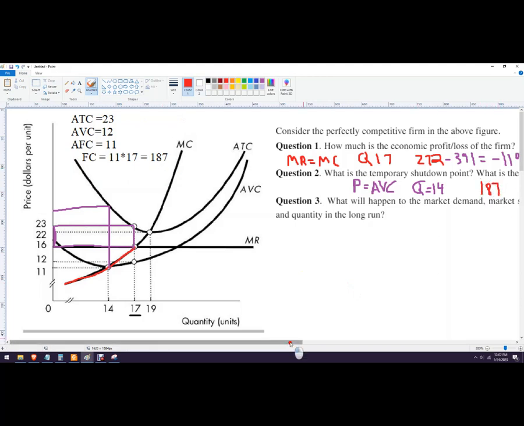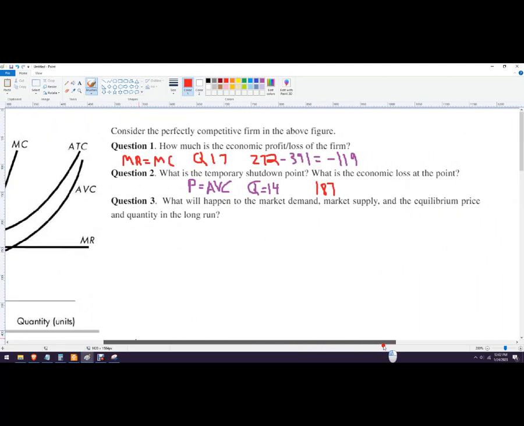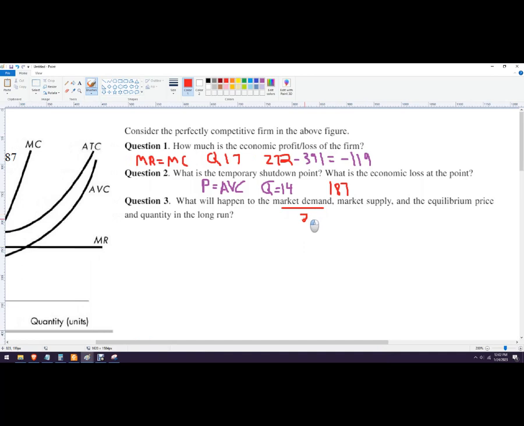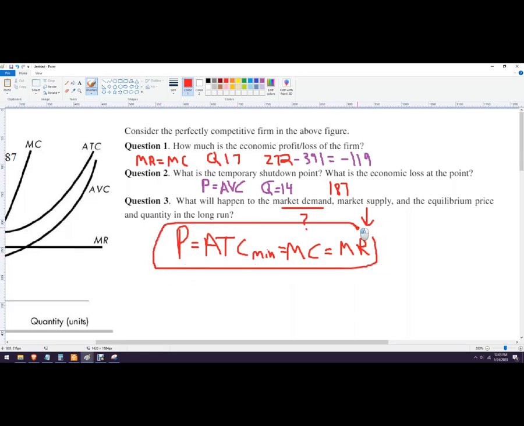And then finally, what will happen to market demand, market supply, and equilibrium price in the long run? Well, demand, we don't really know. We don't have enough information to say that, but we do know that market supply is going to decrease. And that's going to cause an increase in the equilibrium price. And in the long run, price is going to equal the average total cost, and that, of course, will happen at its minimum. That's also the place where marginal cost intersects with the average total cost and where marginal revenue also intersects. This is sometimes known as the long run condition for a perfectly competitive firm.